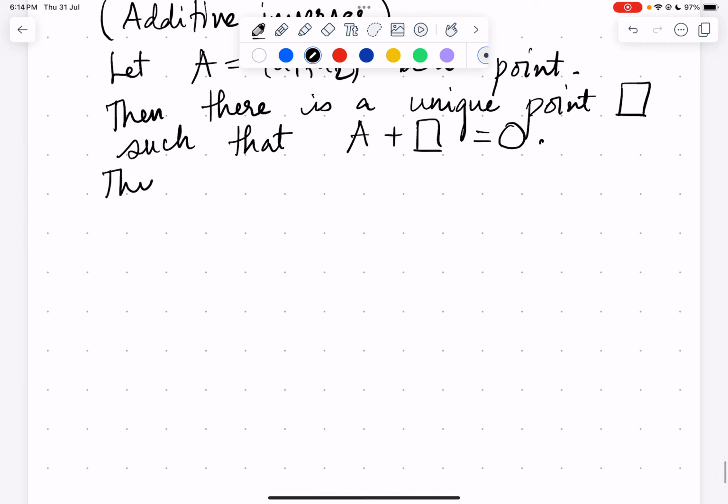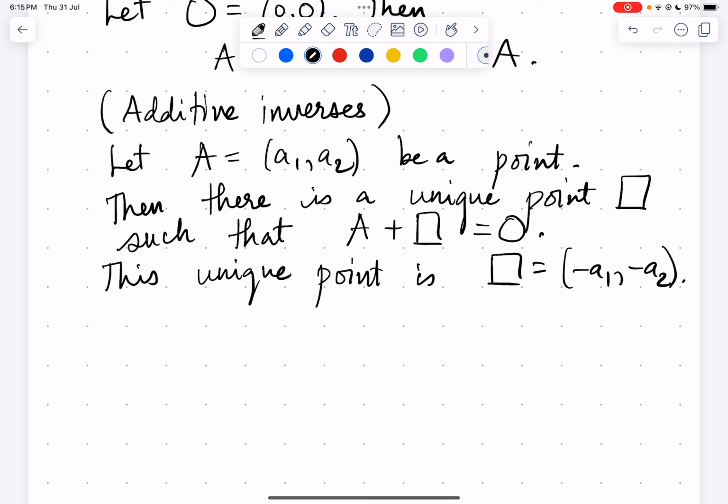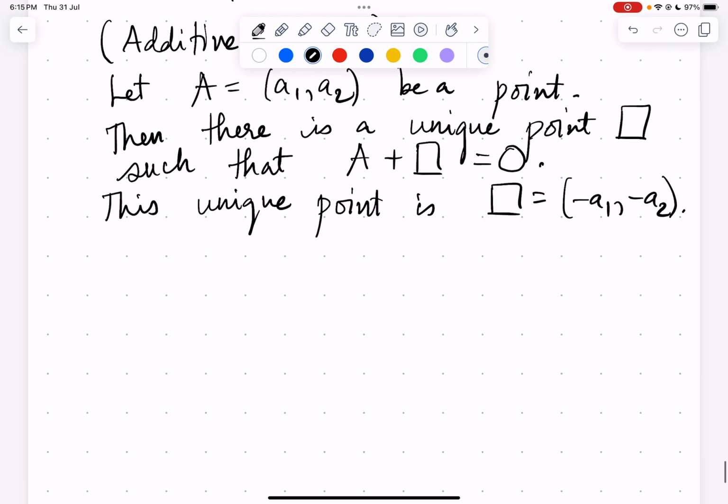This unique point is naturally minus A1 comma minus A2. Adding exactly minus A1 comma minus A2 to A1 A2 gives 0. This is the unique point which when added to A1 A2 gives 0. So this is called the additive inverse of A.